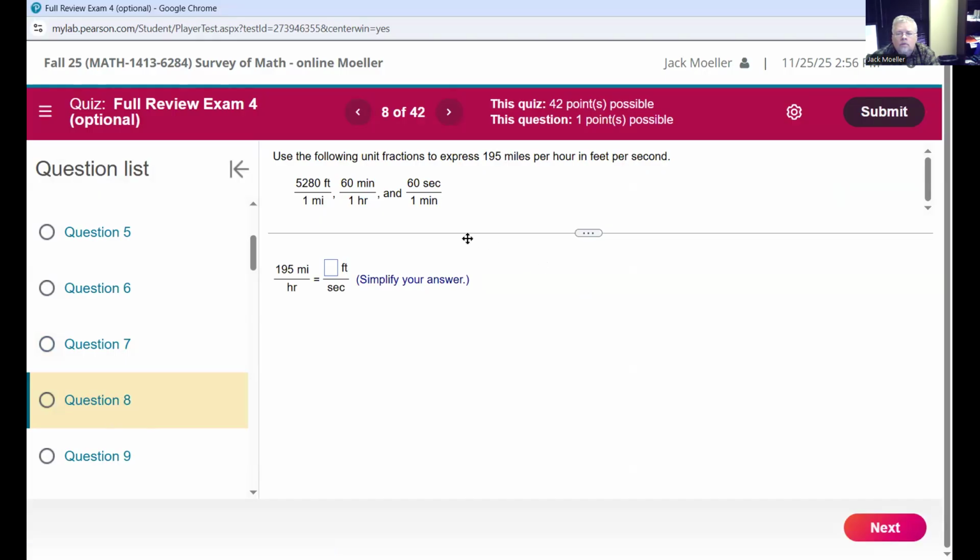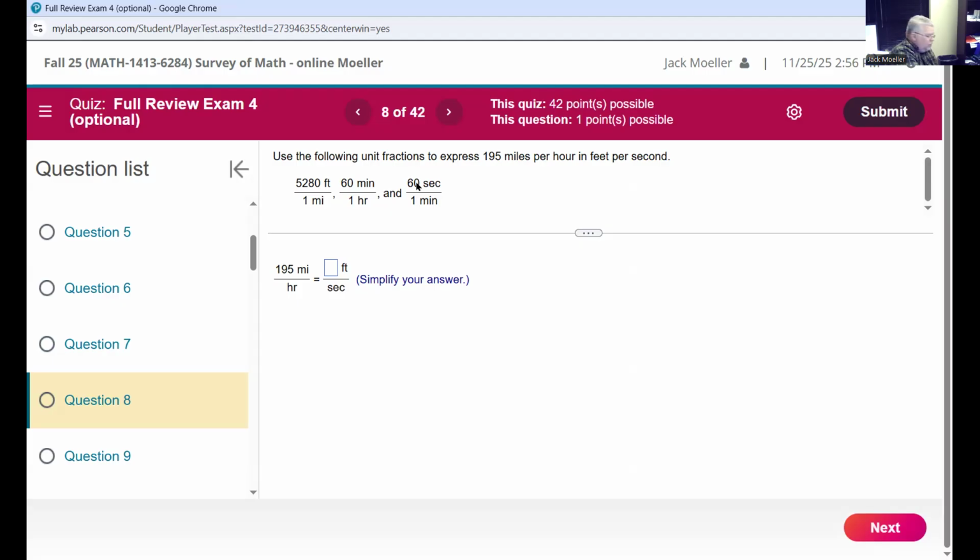All right. Well, we want to express 195 miles per hour in feet per second. Okay. And then they give us the conversions we need. 5,280 feet to miles. That gets us from miles to feet. Then we need to go from hours to seconds. We don't have a direct conversion from hours to seconds unless you happen to know it. So they're converting hours to minutes and minutes to seconds. So we need all 3 of those. So this is going to be a 3-step conversion process. Definitely a good test question.